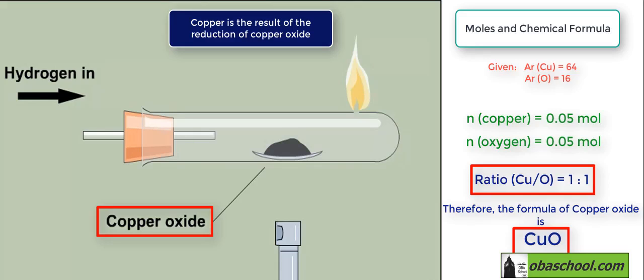This is how we can find the formula of a compound by the calculation of the number of moles and finding the ratio of these calculations.